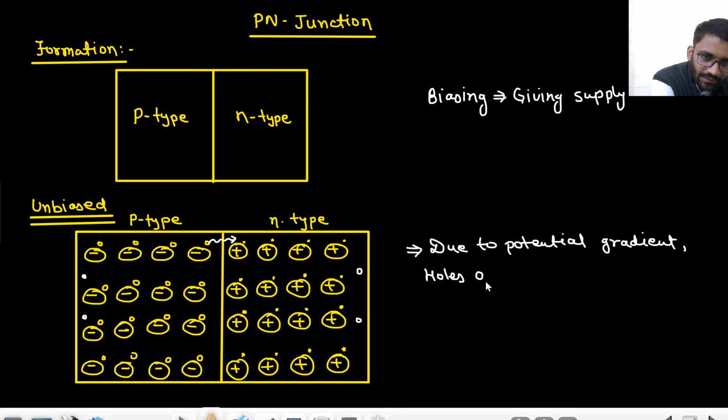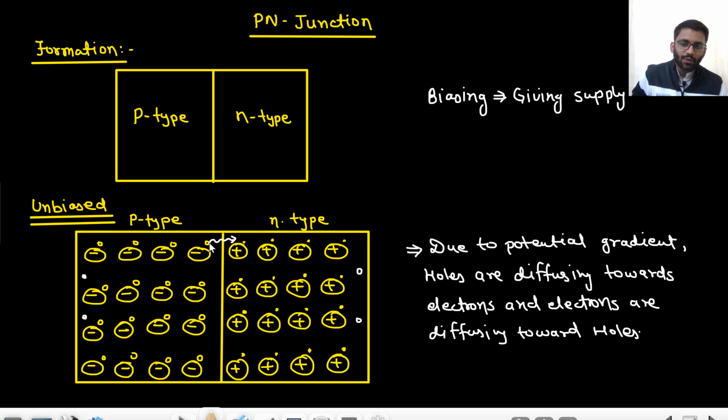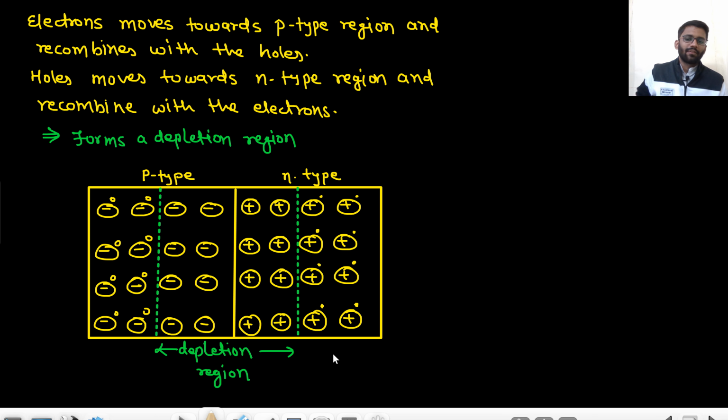Due to the concentration gradient, holes are diffusing towards electrons, and electrons are diffusing towards holes. So what is happening? The holes go towards the electrons, and the electrons come here. They will become neutral. Holes and electrons both will recombine, and it will be electrically neutral. Electrons move towards the p-type region and recombine with the holes, and holes move towards the n-type region and recombine with the electrons.